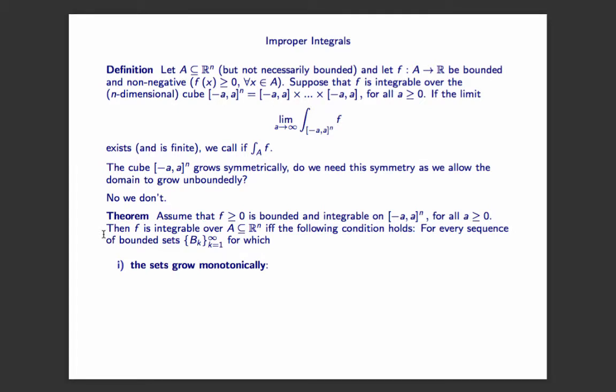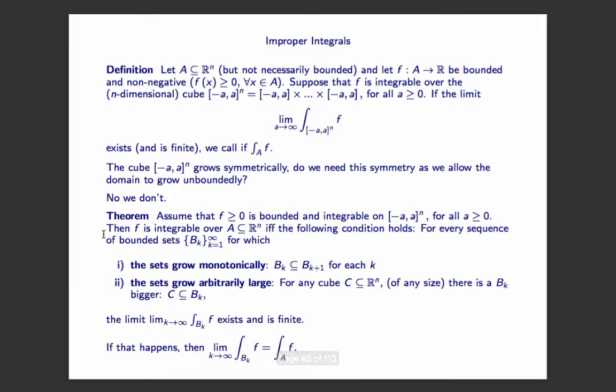Assume that f is non-negative and bounded and integrable on every cube. Then f is integrable over R^n if and only if the following condition holds. For every sequence of bounded sets B_k that grow monotonically, now what do I mean that the sets grow monotonically? I mean that the next one contains the previous, and for which the sets grow arbitrarily large. What do I mean that these bounded sets in R^n grow arbitrarily large? I mean, if I take k large enough, I can fit any cube.